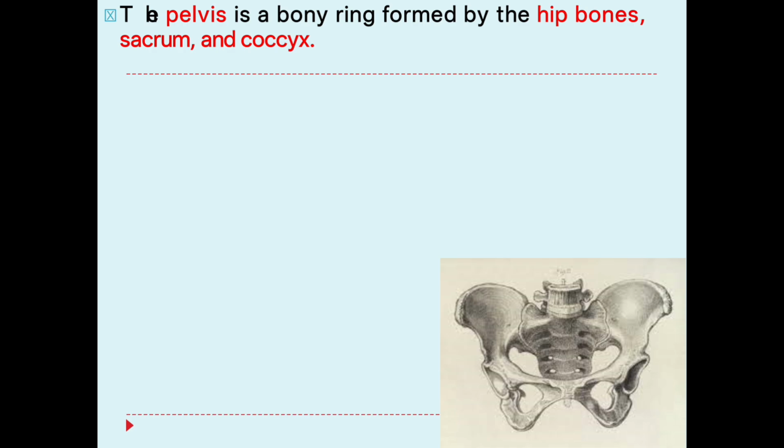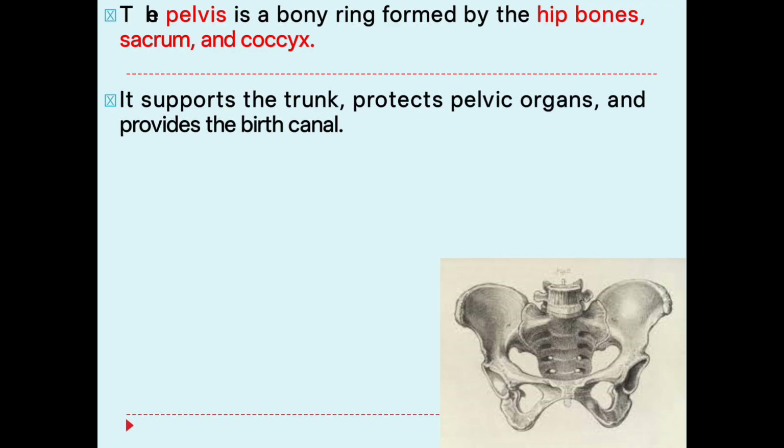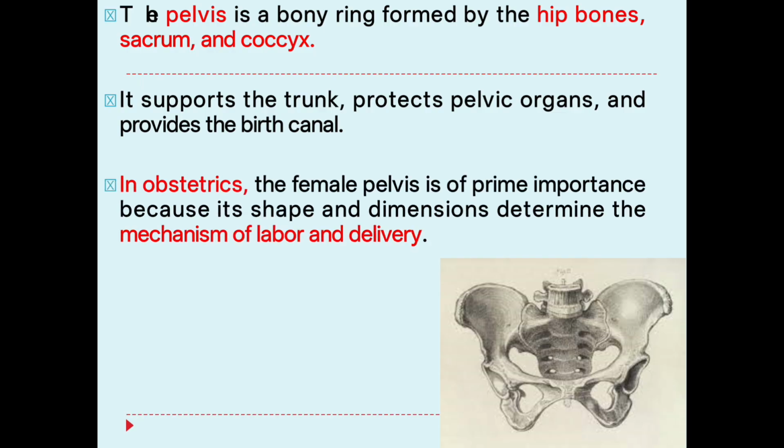The pelvis is the bony ring formed by the hip bones, sacrum, and coccyx. We'll discuss this a little later. It supports the trunk, protects the pelvic organs, and provides the birth canal, which means it forms the birth canal. In obstetrics, the female pelvis is of prime importance because its shape and dimensions determine the mechanism of labor and delivery. This is the simple introduction of the female bony pelvis.